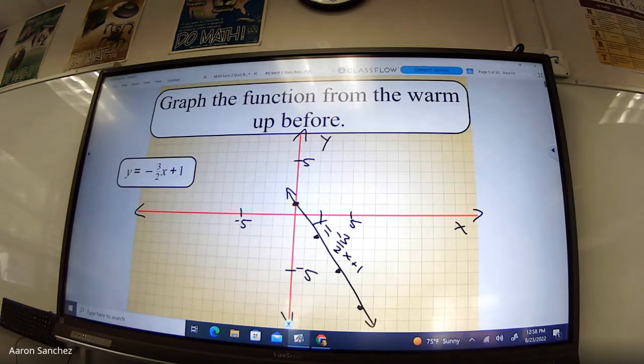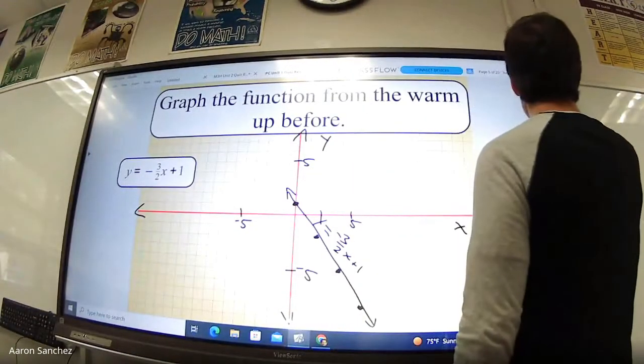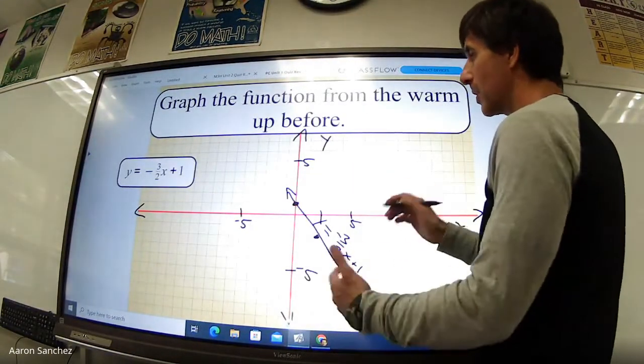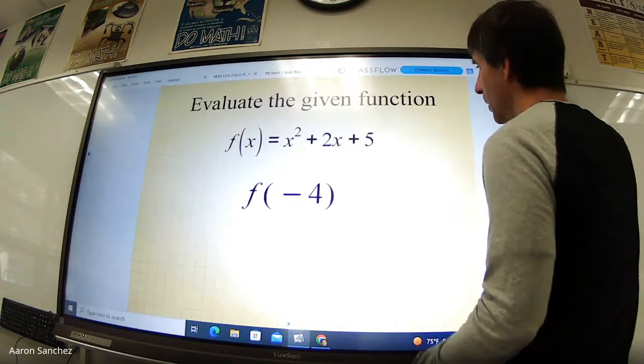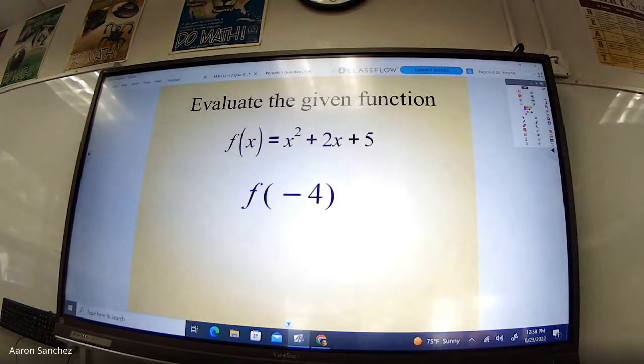Okay. Important. I'm moving on. Here we go. That's no problem. So if you can do the first one, the second one, third one, boom. Those 3 problems. Okay. This one's not so bad, I don't think. Evaluate. F of x equals x squared plus 2x plus 5. Find f of negative 2. Solve for f of negative 2.